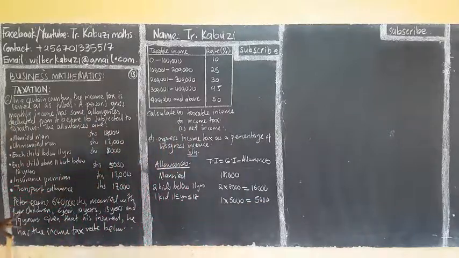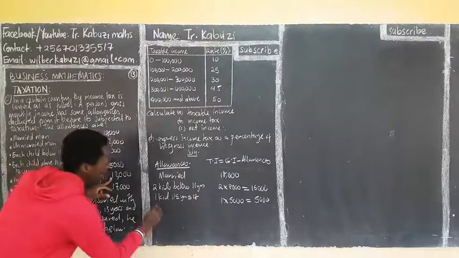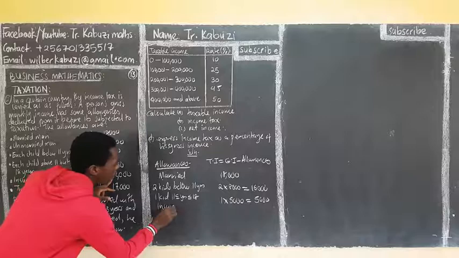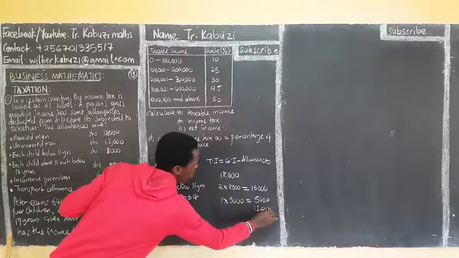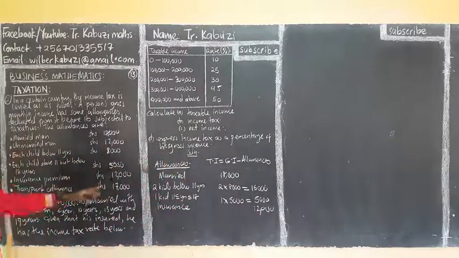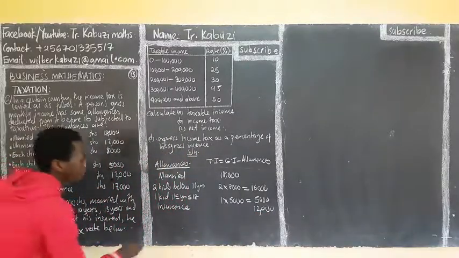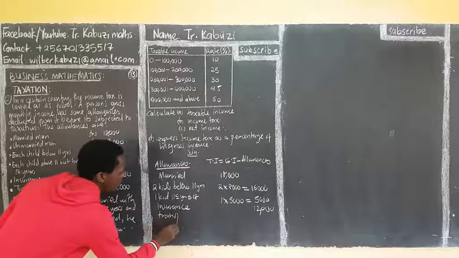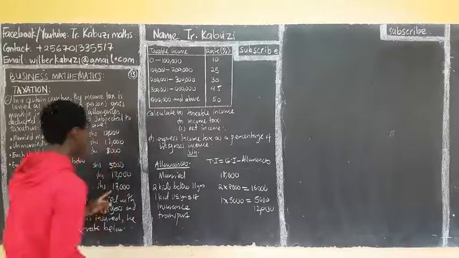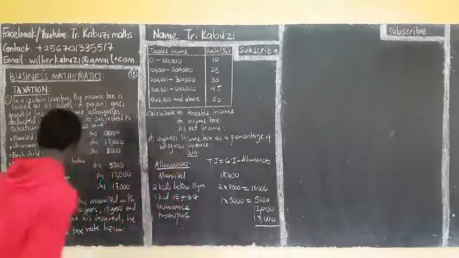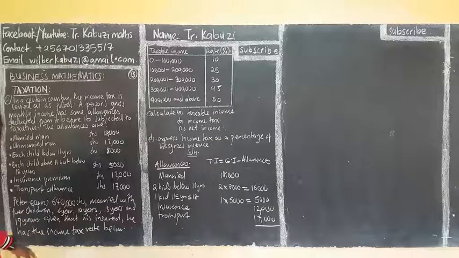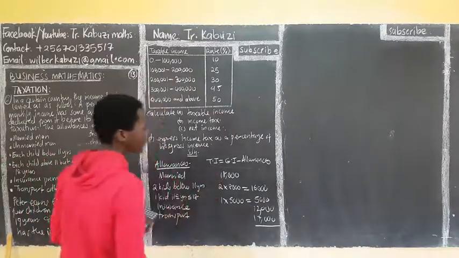Then we come to insurance. We say he is insured, meaning insurance. This man is insured, so he's getting 12,000, because that's the amount for insured. Then the transport allowance. The transport is getting 17,000. So the total, I think that's all. Given that he's insured, we have also that. Okay, so the total, we are going to add this.